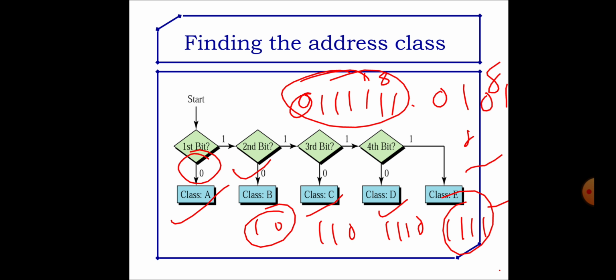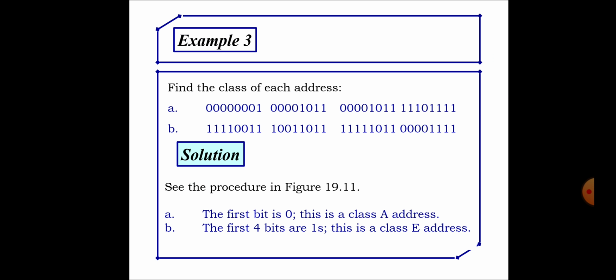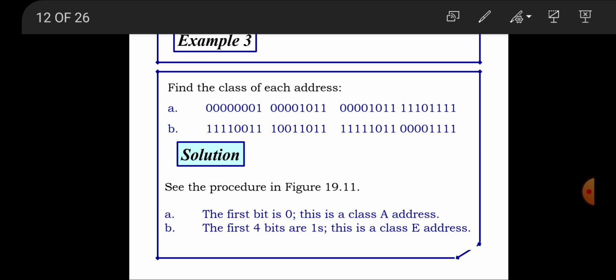So very simply, to distinguish the IP addresses by their classes, we'll take one example: find the class of each address. What is the class of address A, the first one? The first bit is 0, so this is nothing but a class A address.